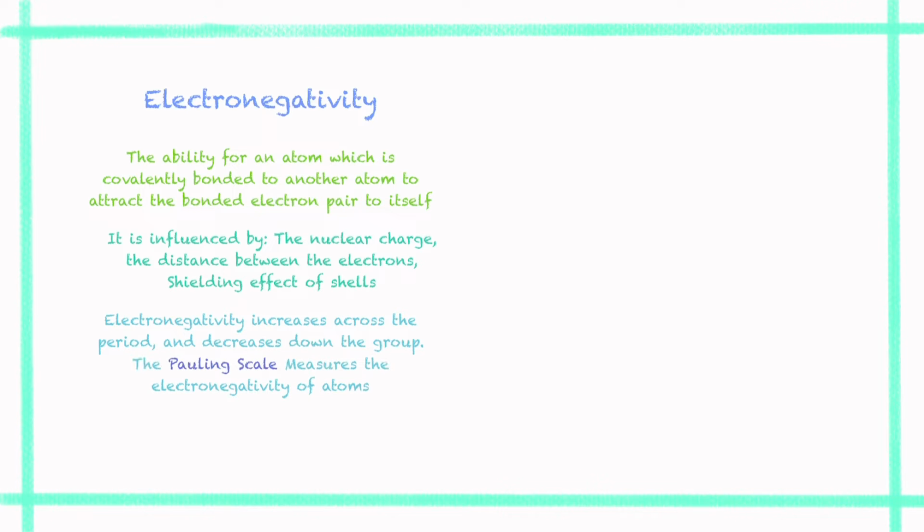The Pauling scale is what we use to measure the electronegativity of atoms. A higher number represents a higher electronegativity. For example, carbon has an electronegativity of 2.5, while hydrogen has 2.1 and nitrogen has 3.0. Fluorine is the most electronegative atom, with an electronegativity of 4.0.